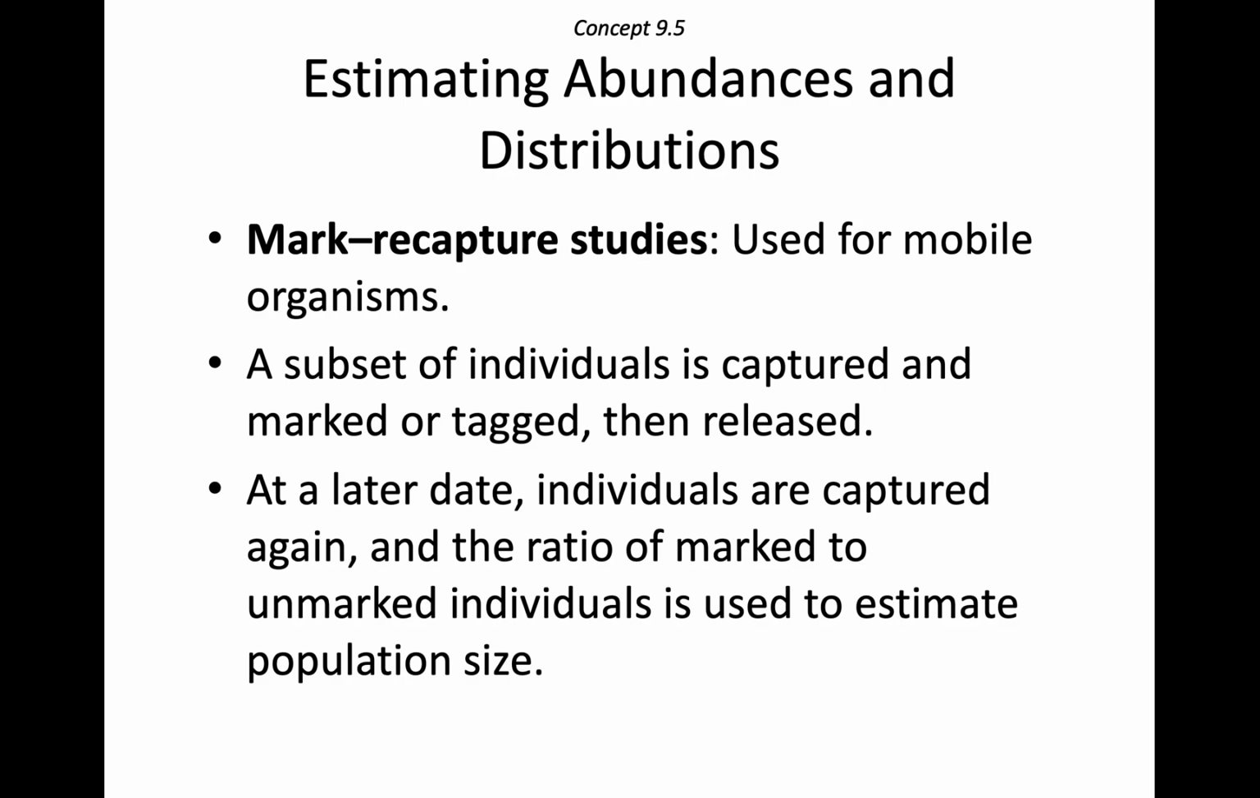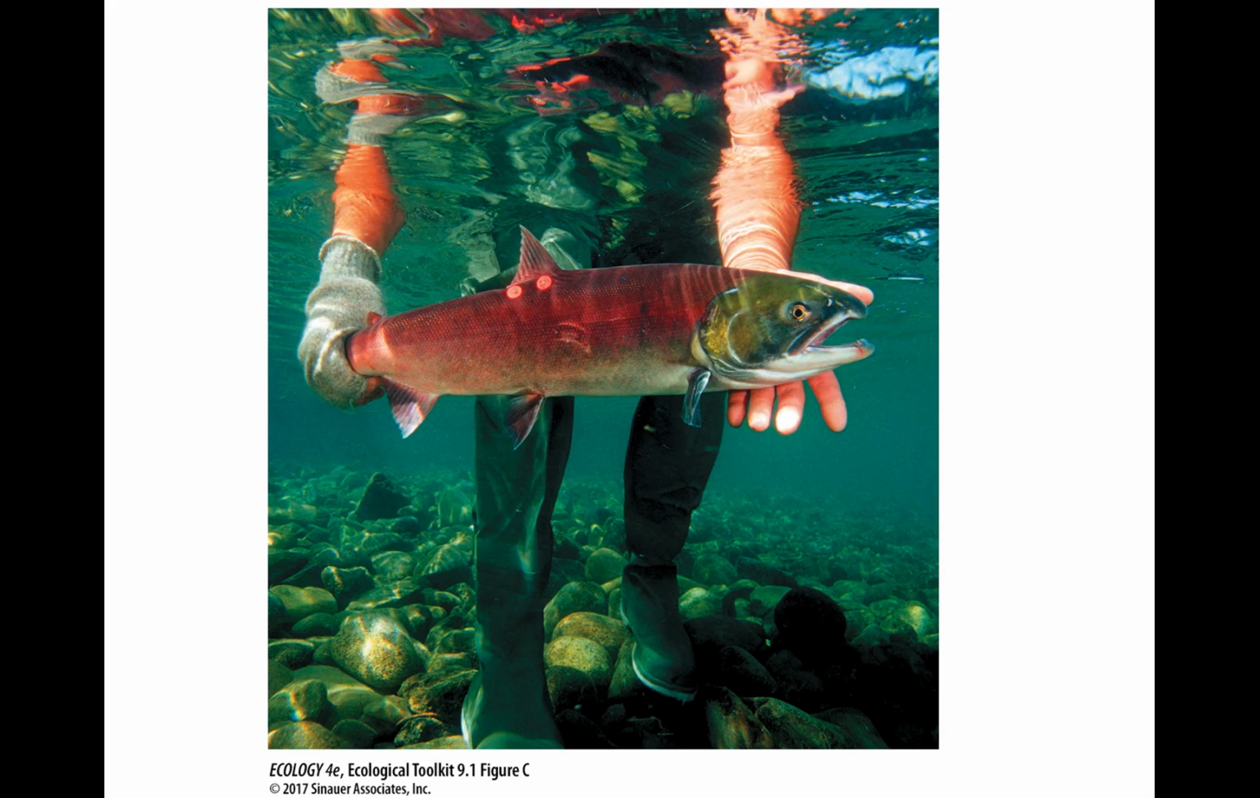And during this process, the observer is going to capture and mark all possible individuals and make sure that they're marked clearly and carefully, and then release them. And then come back at a later date and do it again. The ratio of marked to unmarked individuals can then be used to estimate population size. So let me give you an example of that. Here's an example with salmon.